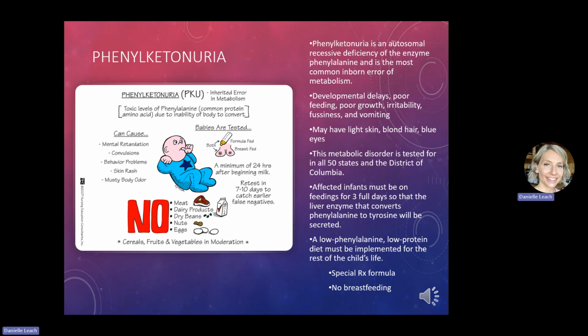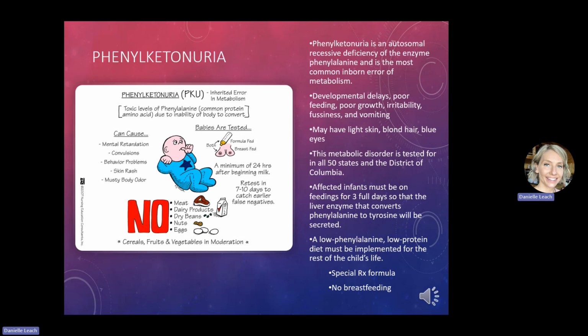So a baby with phenylketonuria could have symptoms such as developmental delays as time goes on, poor feeding, poor growth. They could be irritable, fussy, have a rash, have seizures, have a particular body odor, and vomiting. They can also have light skin, blonde hair, and blue eyes, and this is because when phenylalanine is usually broken down, one of its products is used to actually make melanin.